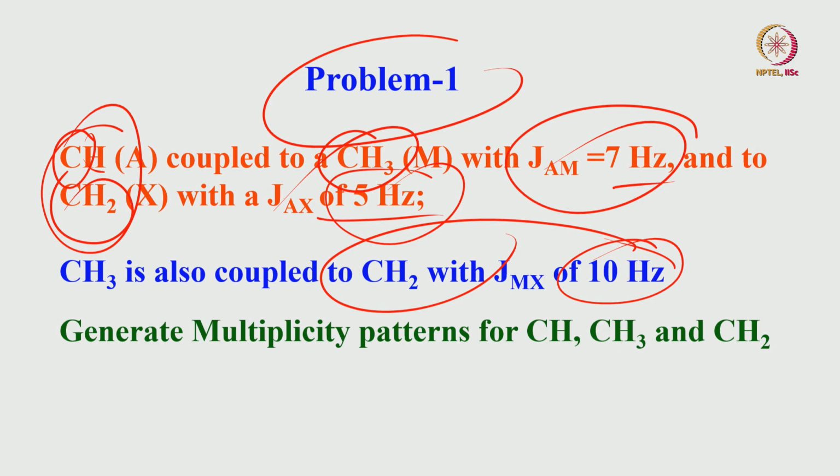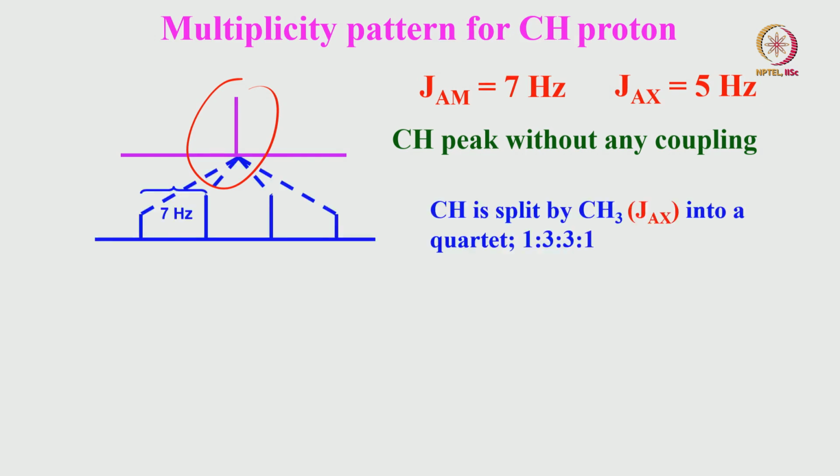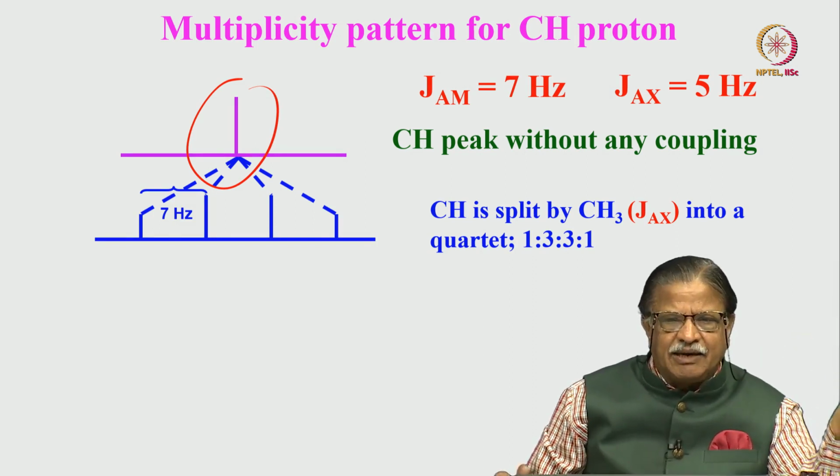Take an example where they are very far away, well separated, and generate the multiplicity pattern. We can do it for one or two of them and go to the other examples. How do you generate the multiplicity pattern for a CH proton using a family tree approach? Assume the CH proton is not coupled to anything else. Then it is going to be a singlet, a single peak. In the absence of any coupling, the CH proton gives a single line. Now I am bringing in the coupling of A with X. I told you already AX coupling is 5 Hertz.